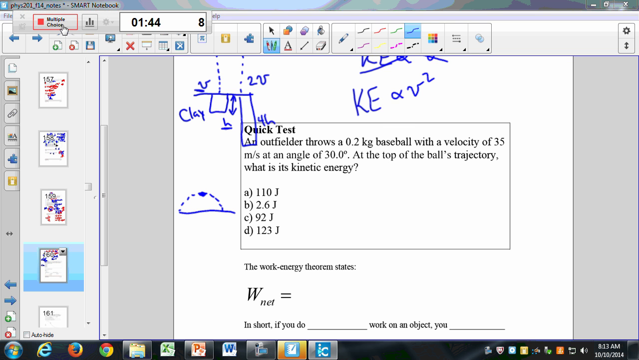A lot of you are missing something on this question. The part that you're missing is that at the top of the trajectory, there's only one component to the velocity. Remember, we have the x component in that direction, but the y component at the top is equal to 0. So you need to find the velocity at the top of the trajectory. So rethink your answer. A lot of you have it wrong. Only one of you has it right, actually.